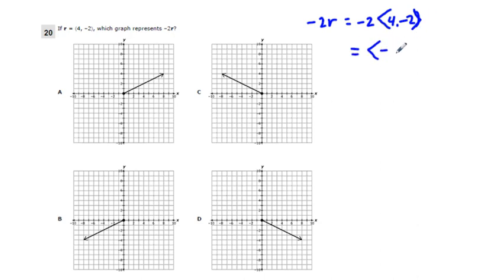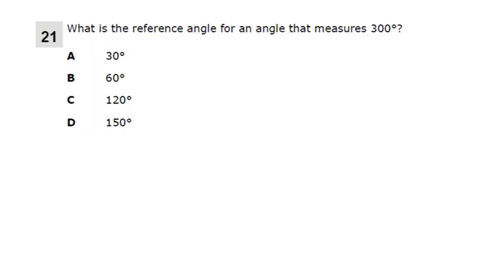Next, what is the reference angle for an angle that measures 300 degrees? We already had a reference angle problem earlier that was more challenging. But for this one, if we have 300 degrees, that's going to be an angle that finishes right about down here. That's 300 degrees.